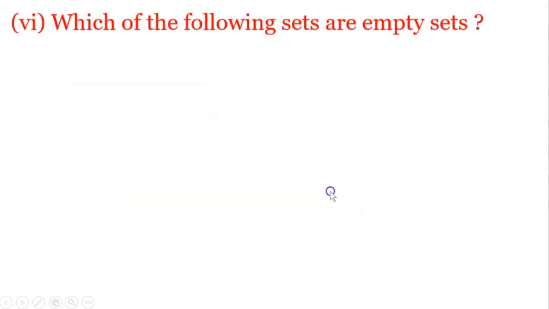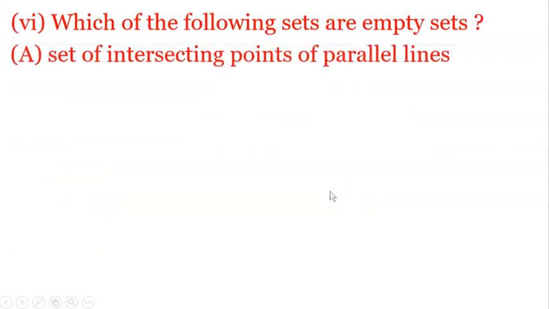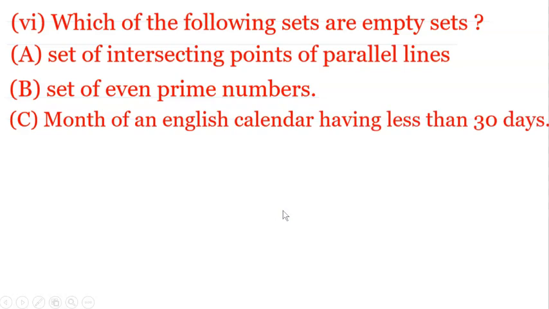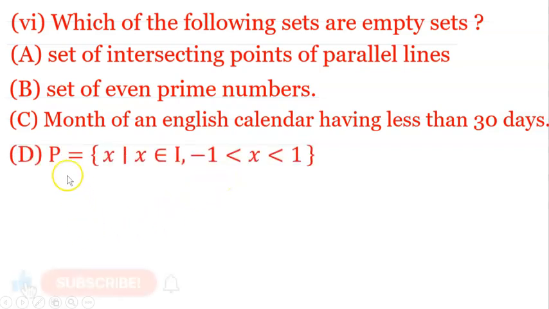Next, which of the following sets are empty sets? First, set of intersecting points of parallel lines. Second, set of even prime numbers. We want the empty set here. Third, month of an English calendar having less than 30 days. And D, P is equal to {x such that x belongs to the set of integers and x lies between -1 and +1}.